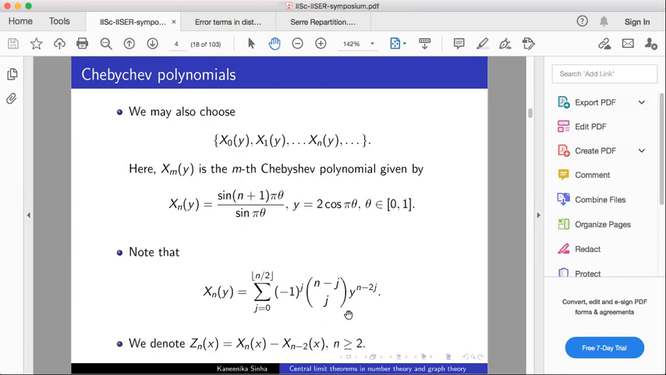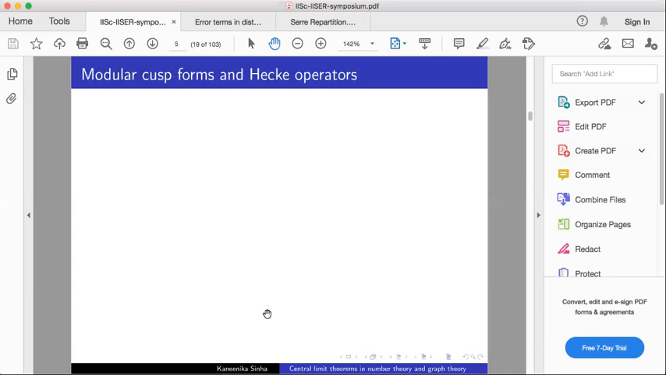We also denote, this will be helpful for us later, for every n greater than or equal to 2, z sub n of x to be equal to x sub n of x minus x sub n minus 2 of x. So let me quickly go over the classical results on equidistribution for Hecke operators acting on the space of cusp forms. I won't take very long here, and then we'll soon move to graph theory results.